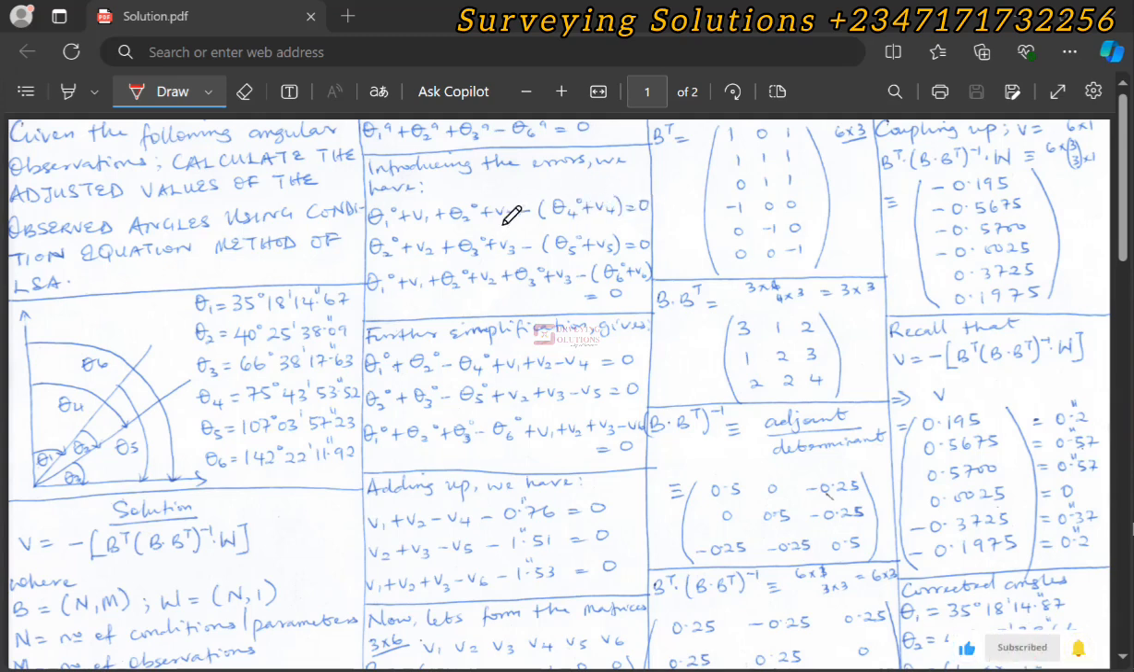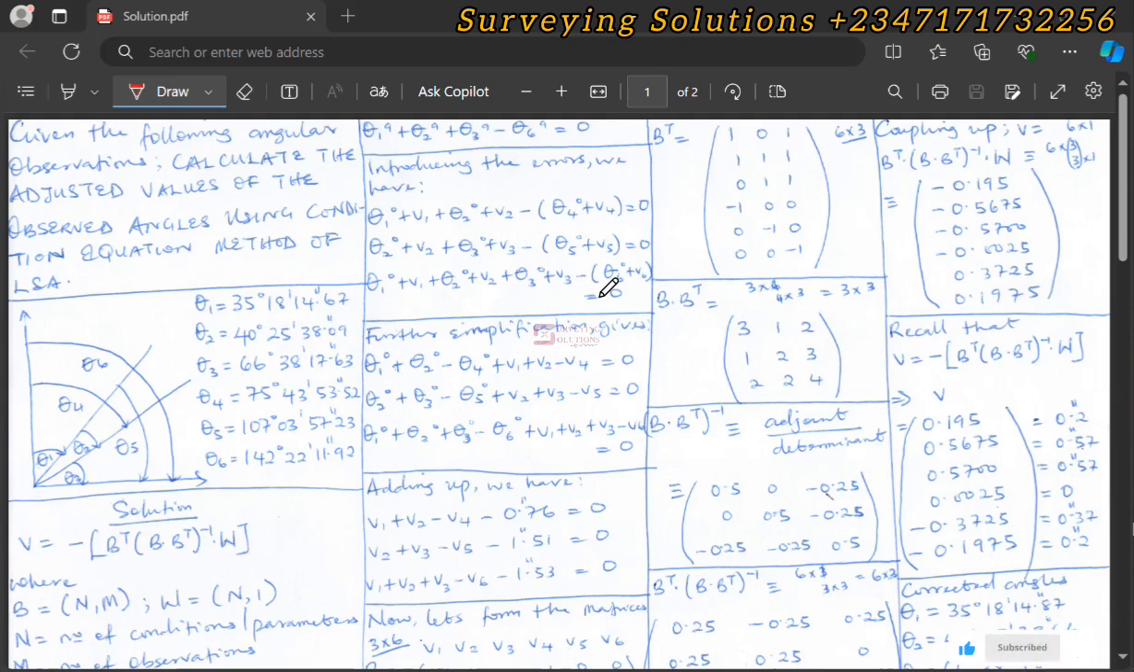Good. So we have run it down. We have angle 2 observed plus the residual plus angle 3 observed plus the residual minus angle 5 observed plus the residual equal to 0. And then finally we have angle 1 and the residual, angle 2 and the residual, angle 3 and the residual, right? Good, because that is what this equation is, right? That's this equation. Then minus angle 6 observed plus the residual of 6, all equal to 0.